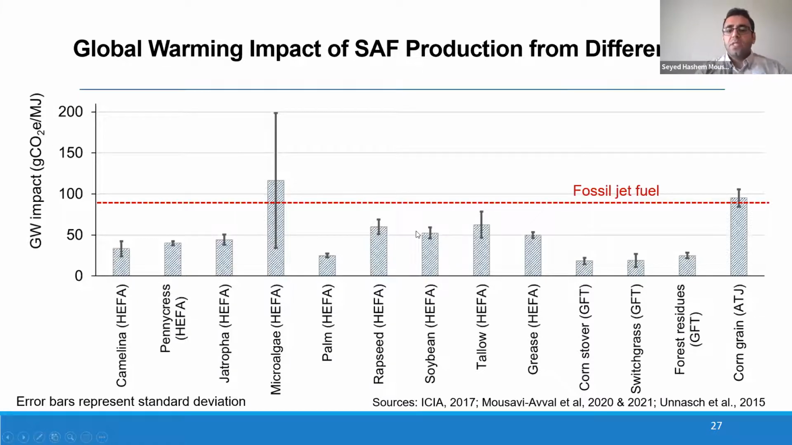But in almost all of these, the global warming impact is less than fossil jet fuel, which is around 85 grams of carbon dioxide equivalent per megajoule of sustainable aviation fuel. In some cases, for production of SAF from oilseeds, global warming impact is mostly affected by the agricultural phase, for example, use of fertilizer or pesticide during the production of feedstock.